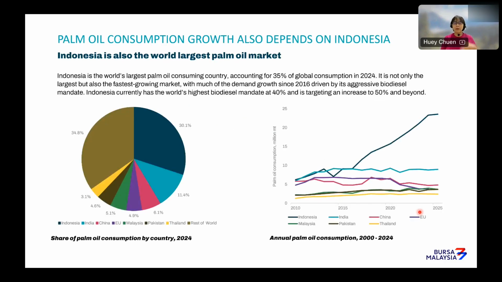And also, after we look at the production side, how about the consumption? So consumption is also another factor, right? Anything on the direction of palm prices is supply and demand.